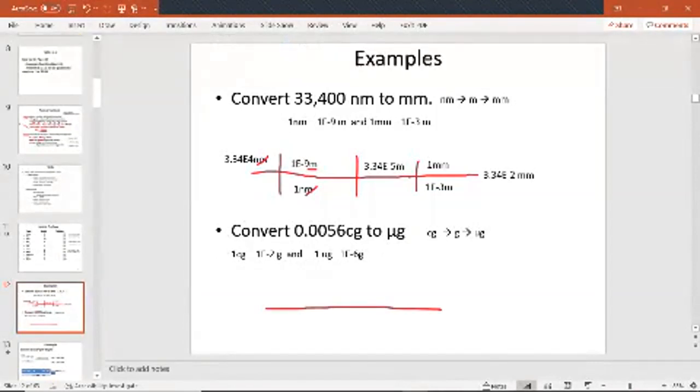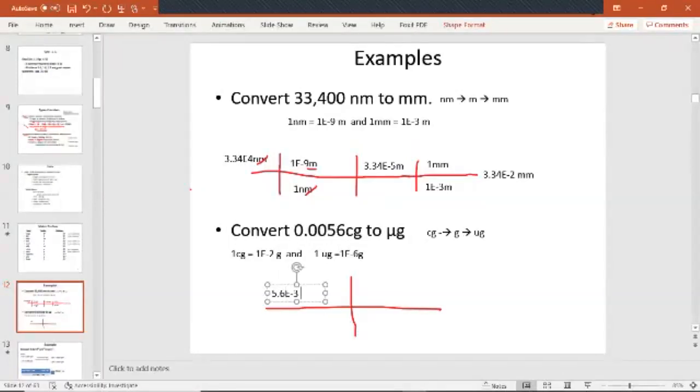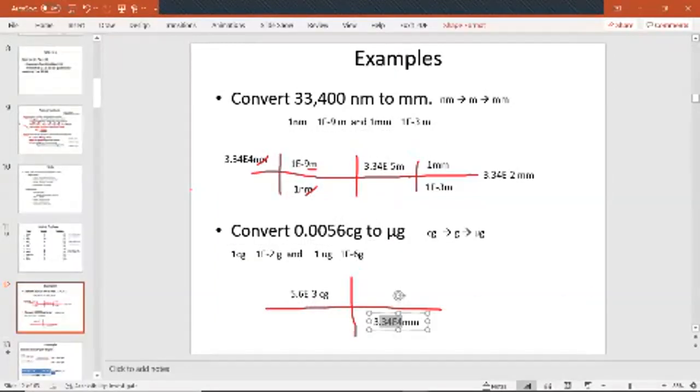So we set up our train tracks. So we're going to start with centigrams. And I'm going to write 0.0056 into scientific notation because it makes it easier to do. So we have 5.6 e to the negative 3 centigrams. And since we're starting with centi, centi goes on the bottom in the conversion factor. And gram goes on top.